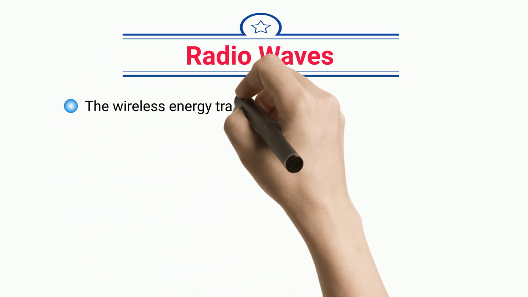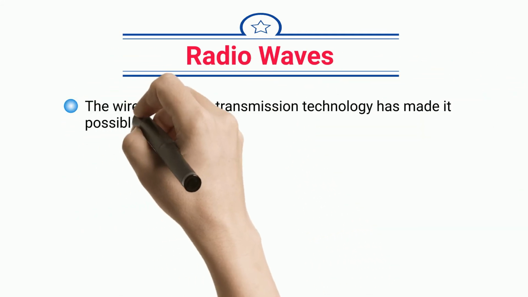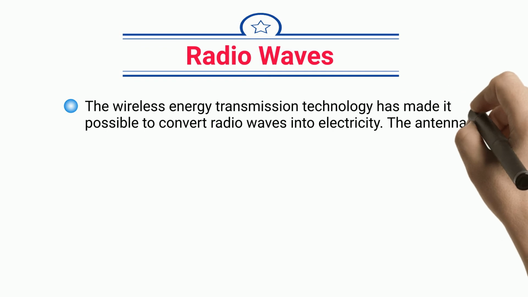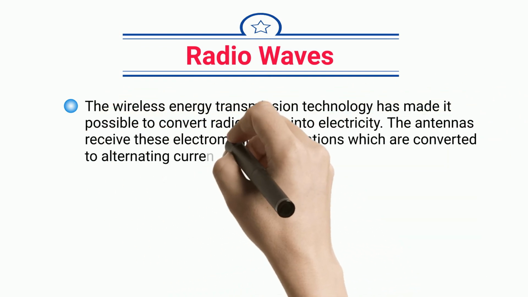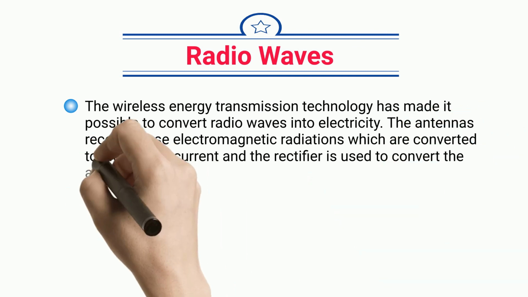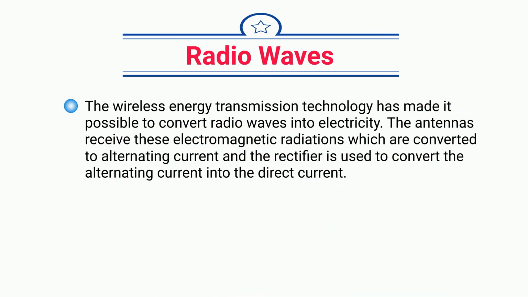Radio waves. The wireless energy transmission technology has made it possible to convert radio waves into electricity. The antennas receive these electromagnetic radiations, which are converted to alternating current, and the rectifier is used to convert the alternating current into the direct current.